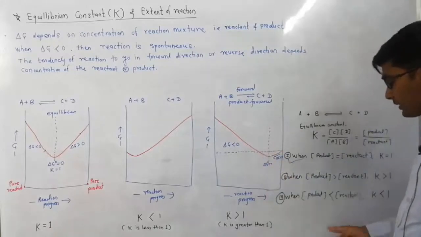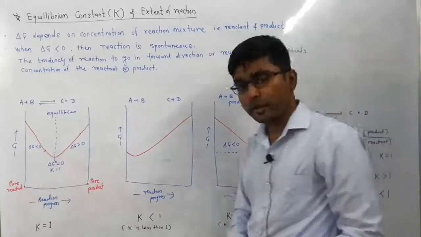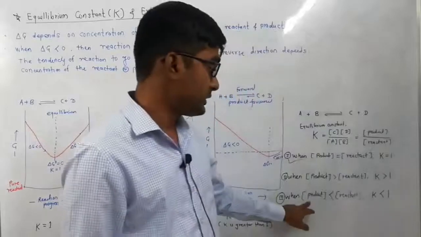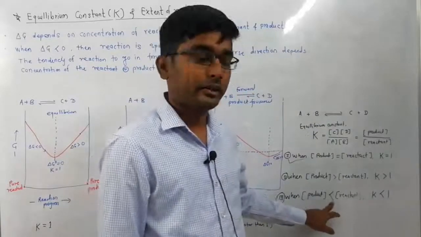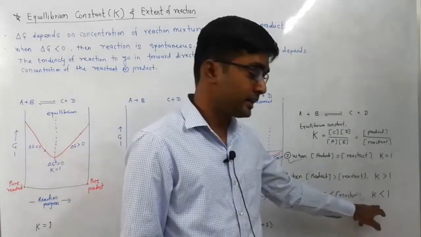Now the third case. Look at the third case, when the concentration of product is less than that of the reactant. It means that K is less than 1.